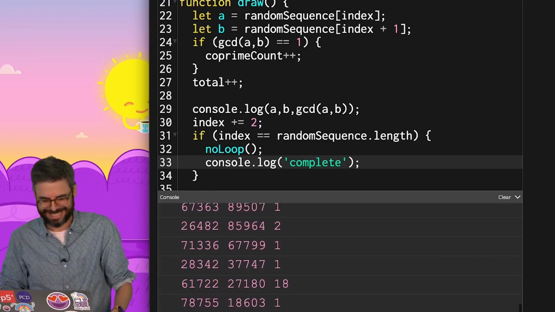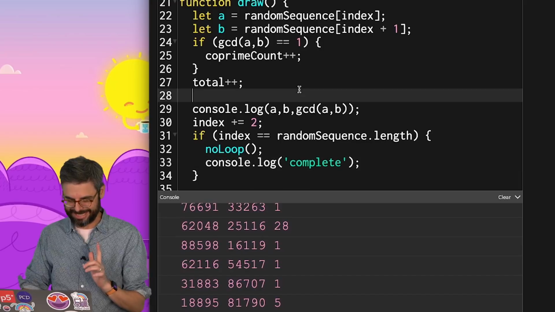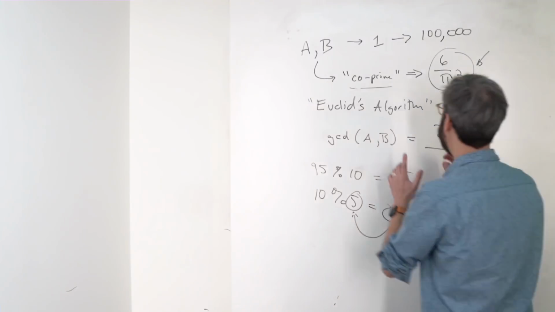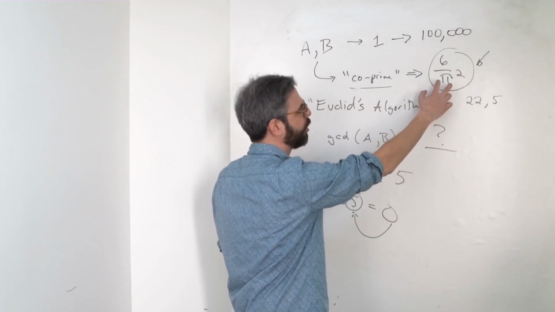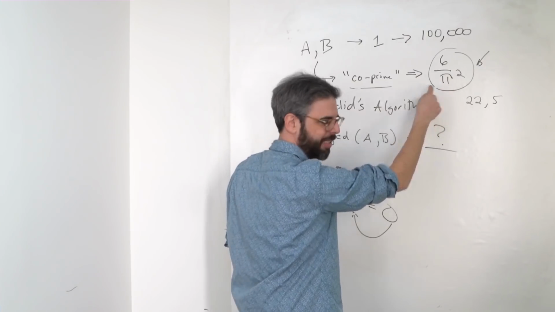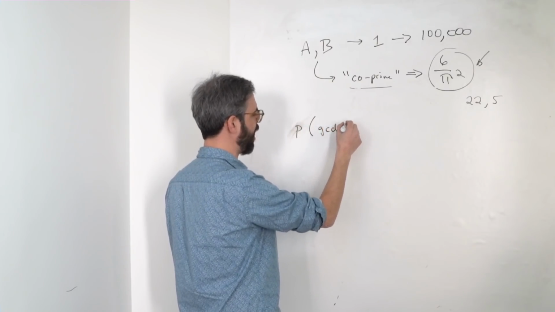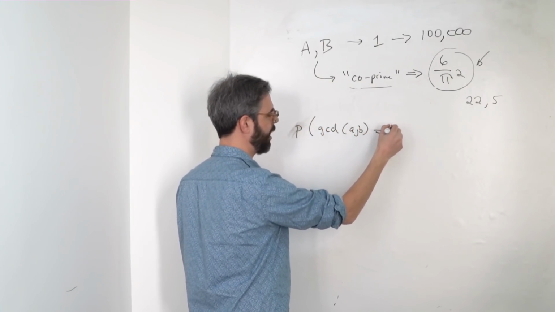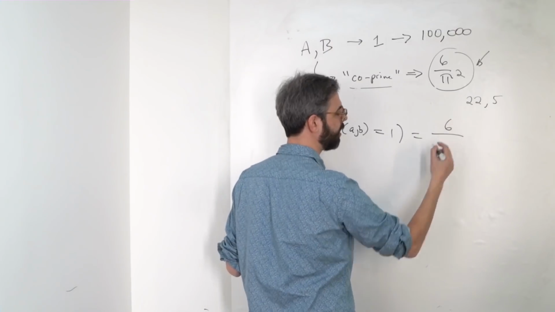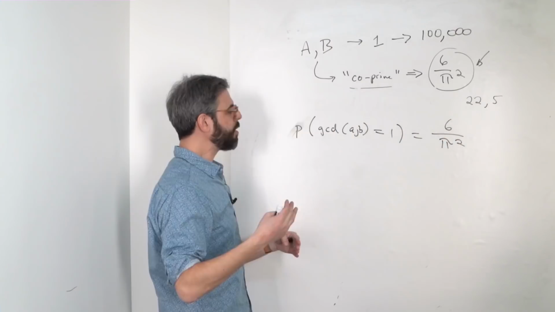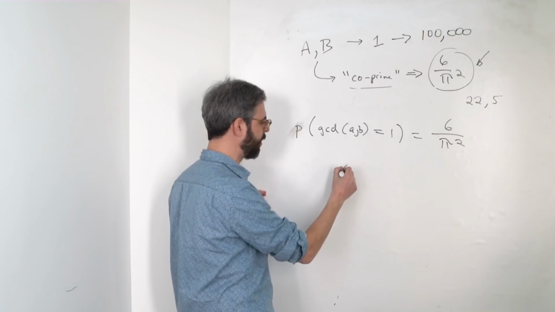We'll get to that. The next step, though, is that I need to figure out how to solve for pi. So this is now a variable in my system. The probability of the greatest common divisor of two integers a and b equaling 1 is 6 divided by pi squared. Let's say that this probability is x.